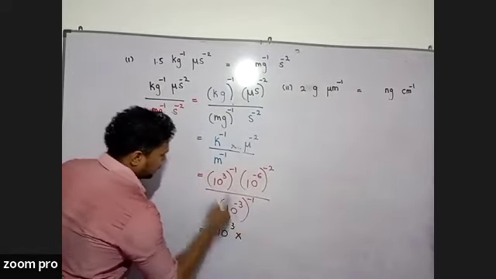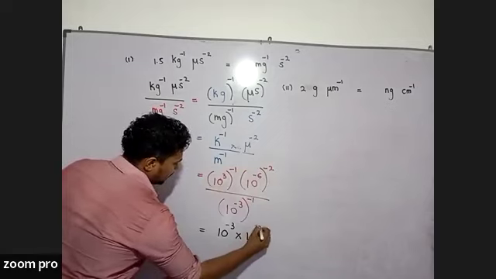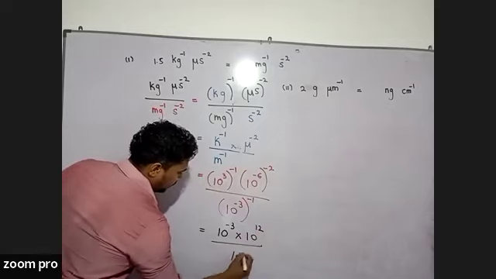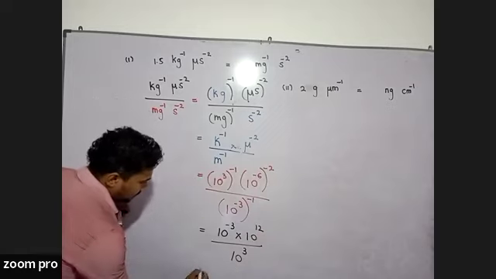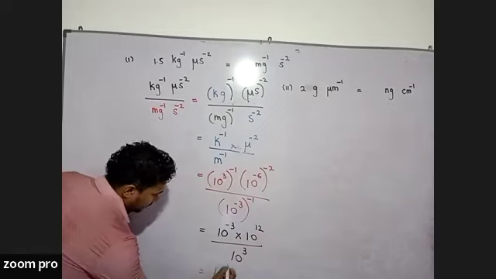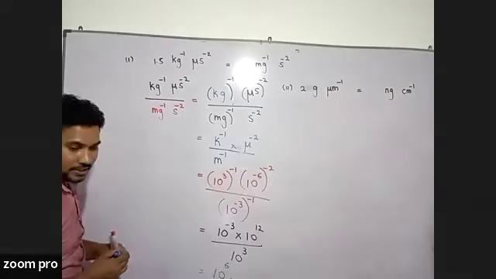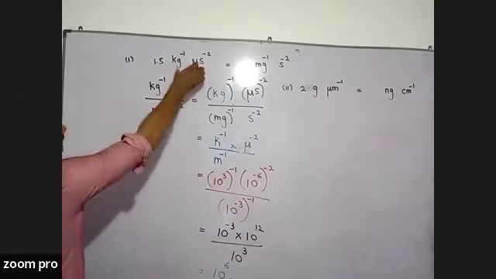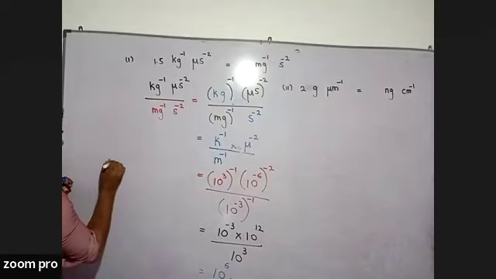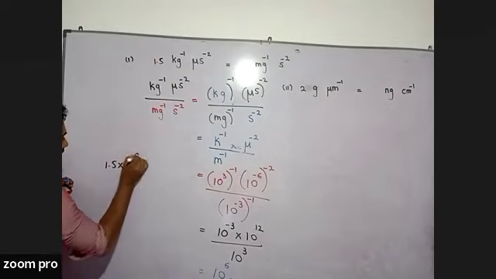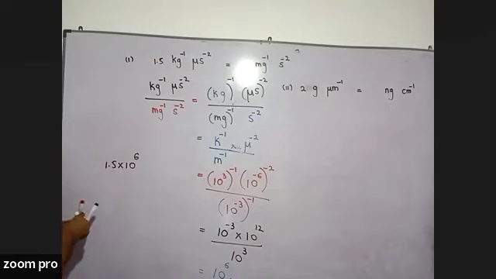Here we can obtain -3 plus 12 over 3, right? So however, the final answer should be 10 to the power 6, right? So the conclusion is, in order to convert this unit into this one, you have to multiply the given numerical value by 10 to the power 6. So this is the answer, guys, right?